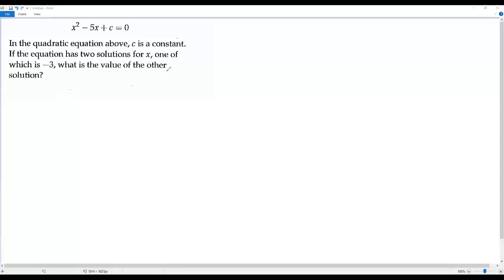Here we have a SAT math question. Okay, let's go over the question. We have a quadratic equation x squared minus 5x plus c equals 0. In the quadratic equation above, c is a constant. If the equation has two solutions for x, one of which is negative 3, what is the value of the other solution? The given equation is in the form ax squared plus bx plus c equals 0. One of the solutions is given, that is negative 3. Usually we have two solutions for a quadratic equation, I mean two values for x. We have to find the value of the other solution.